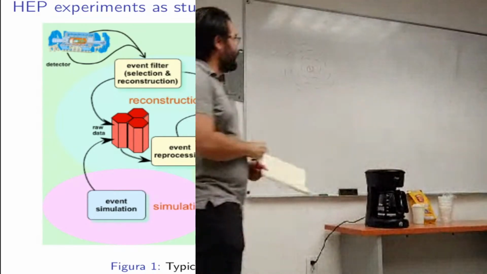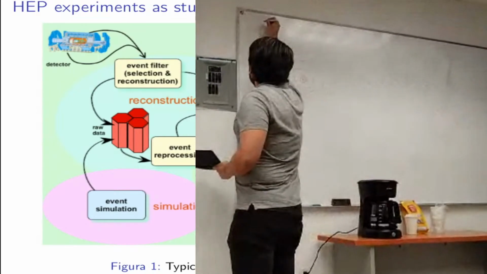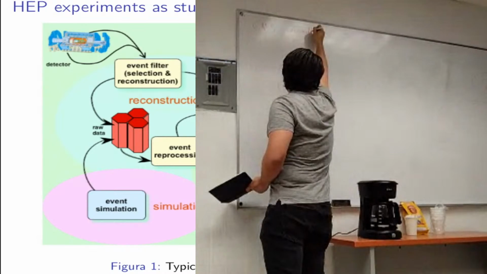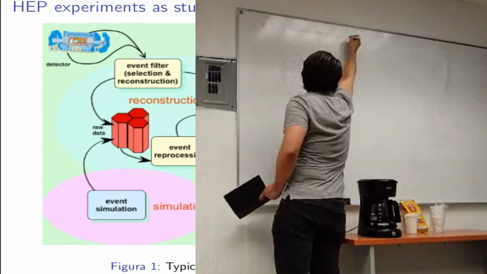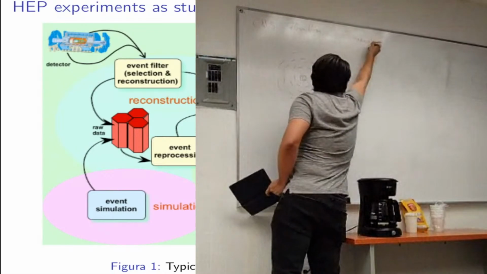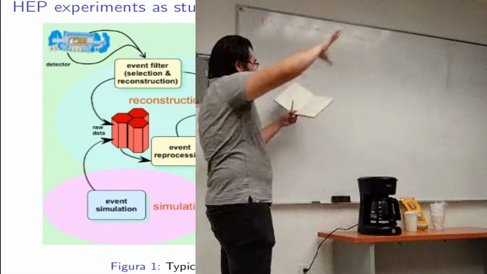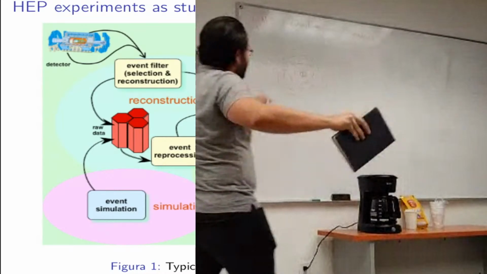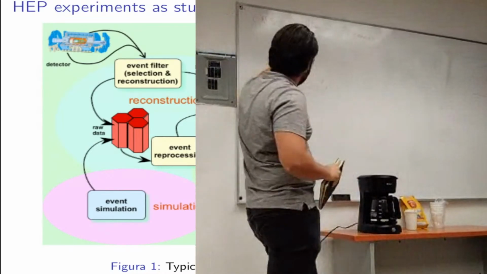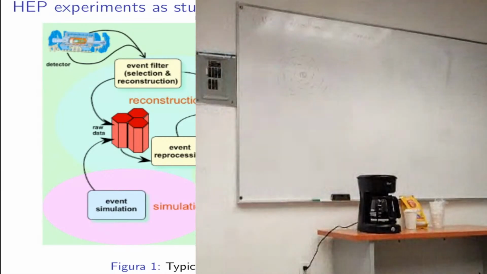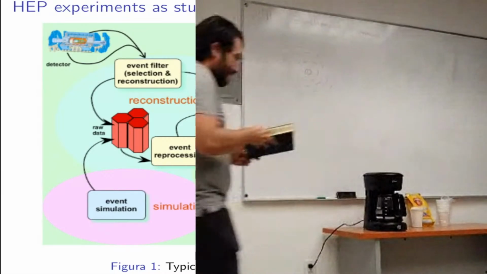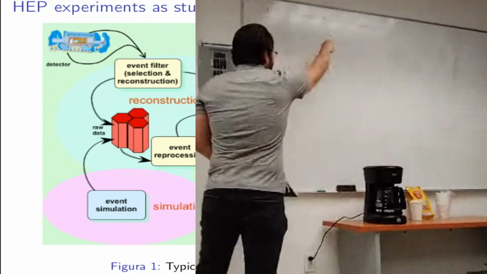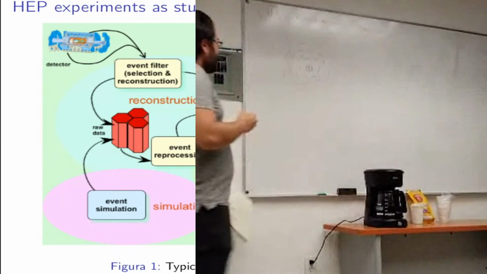So, for example, the CMS experiment has 70 million silicon channels. So they have a volume, 70 million, a lot of electronics to read out electric signals that are being generated at the moment the particles travel through the detectors.